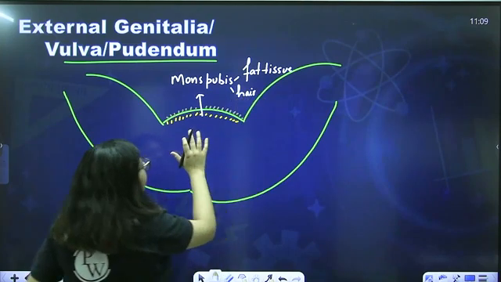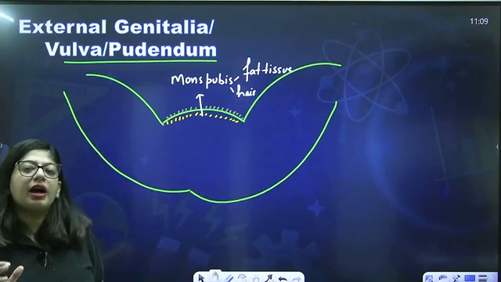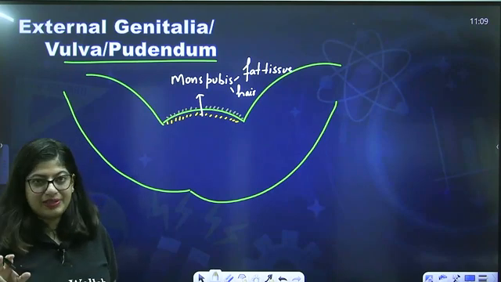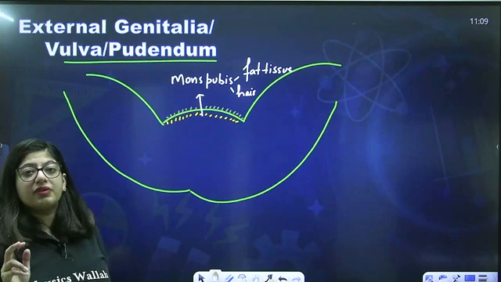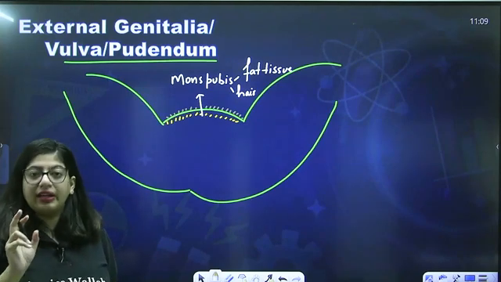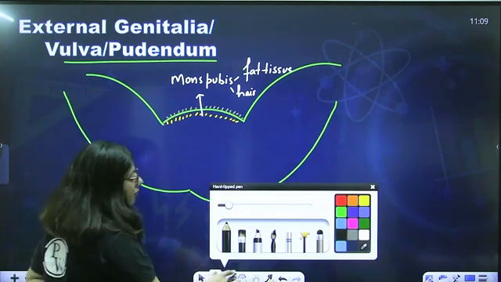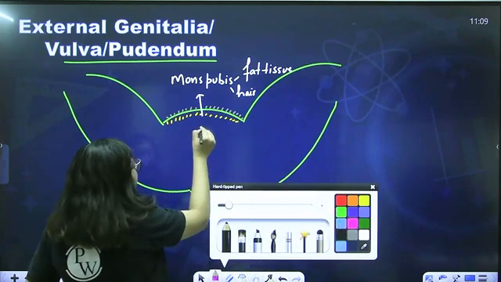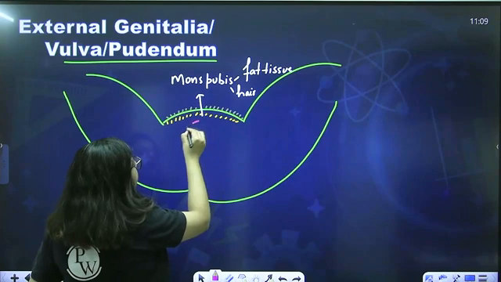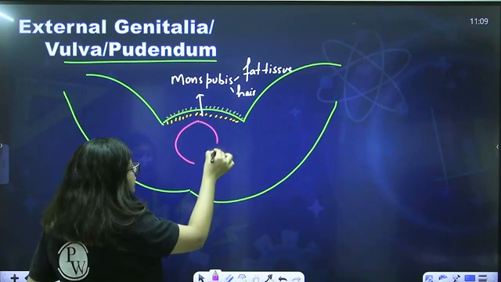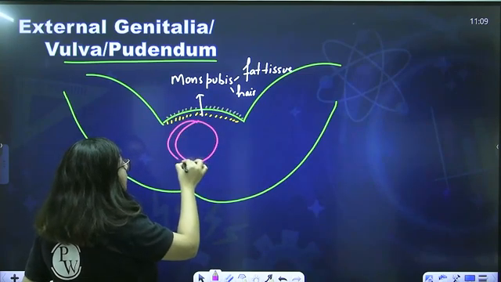And here, down the mons pubis, are present two pairs of lips. That's why their name is labia. Whenever we use the word labia, that means lips. So first of all, we have a very thick and fleshy fold of skin known as labia majora.